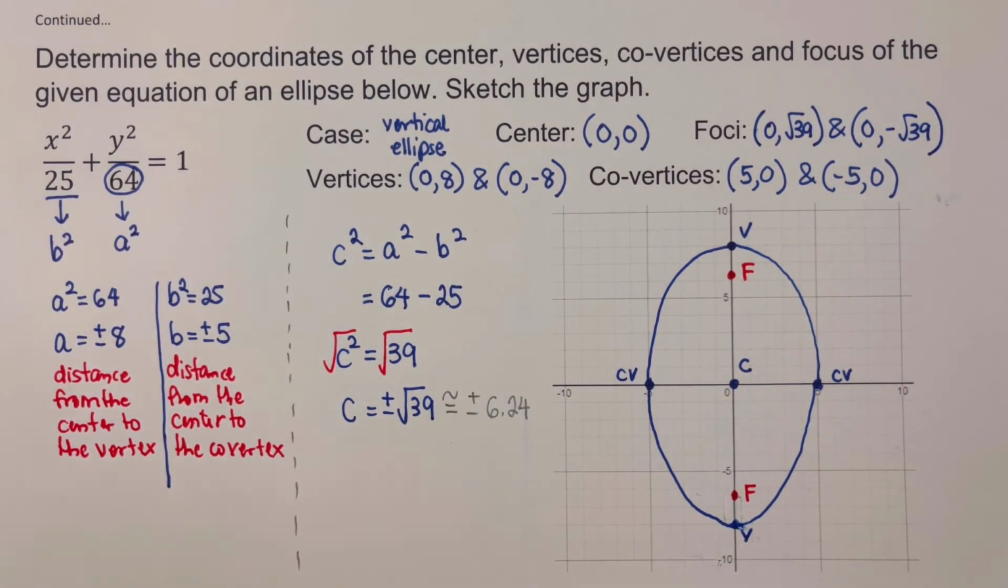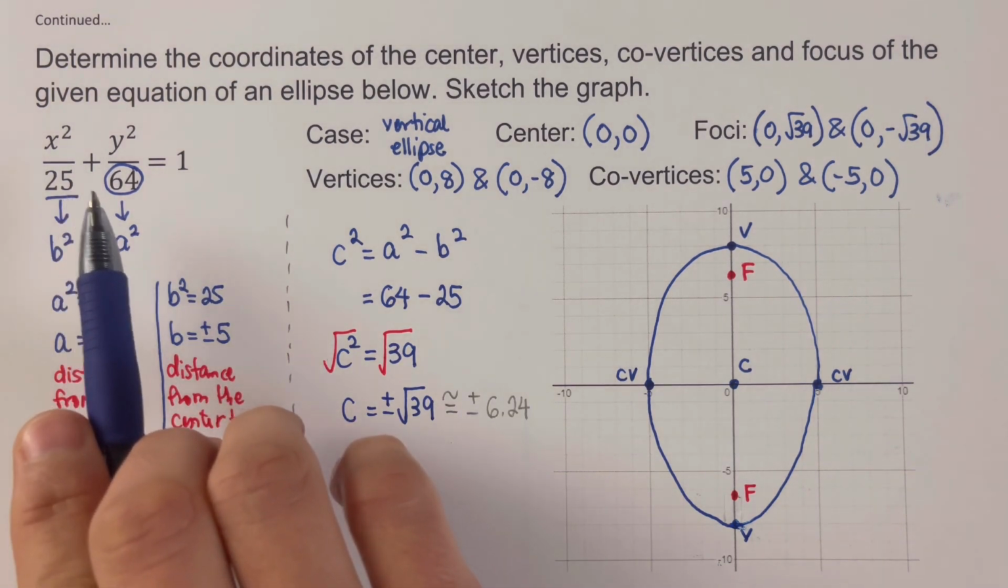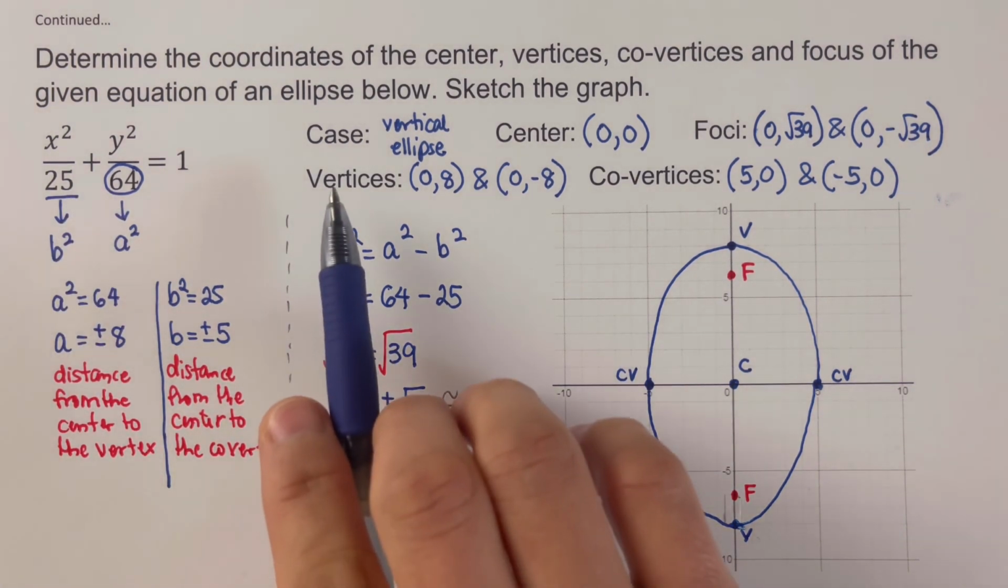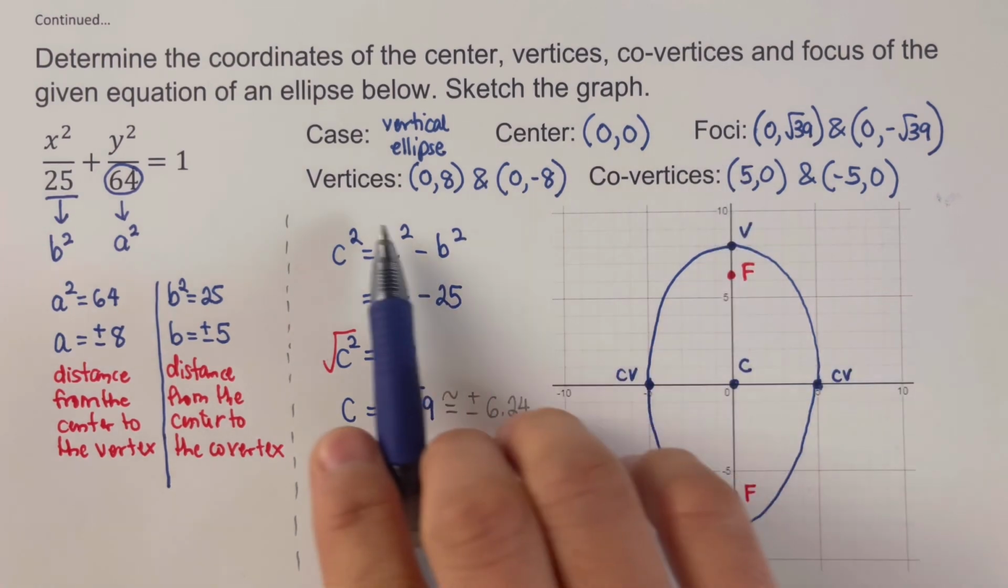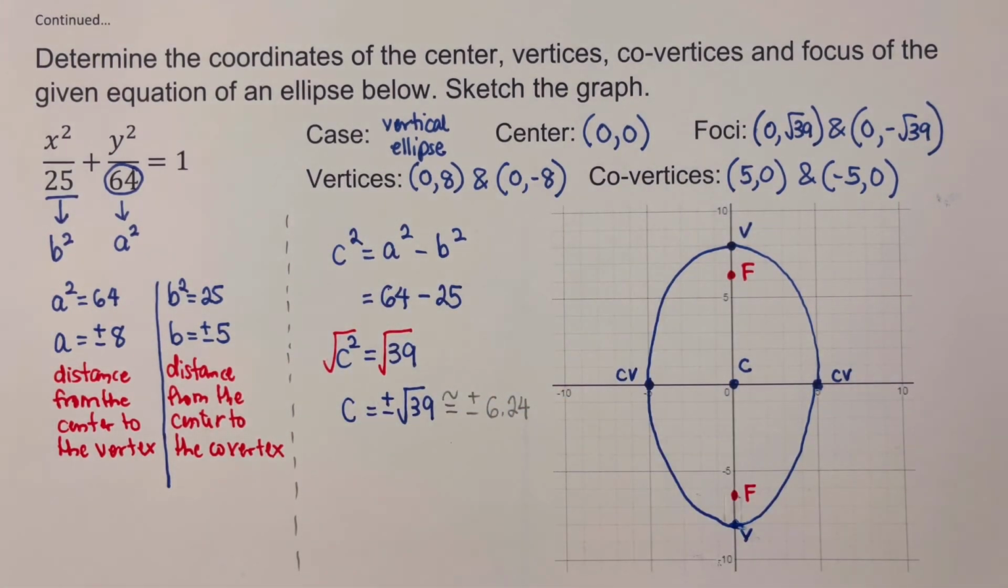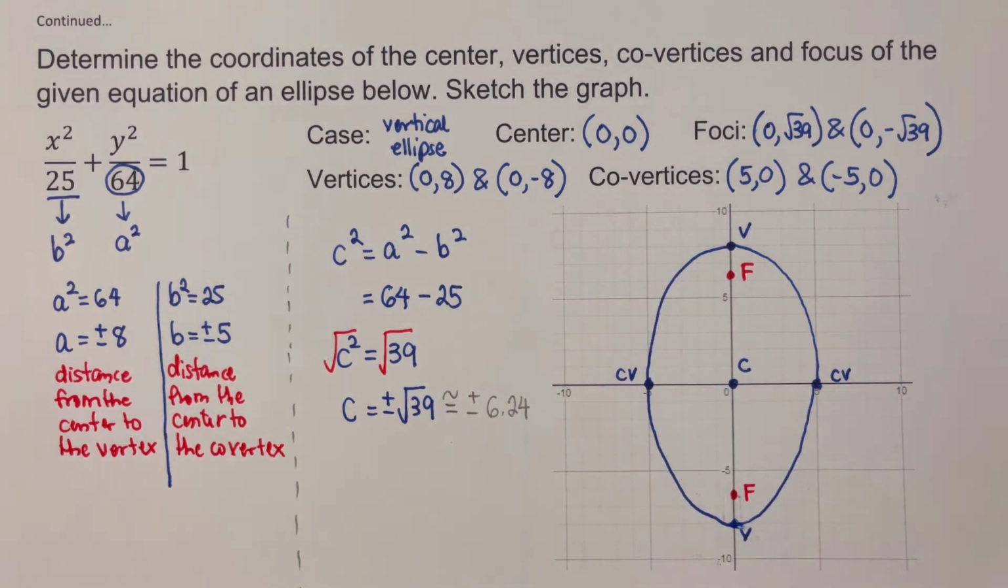So we have graphed the equation of this ellipse that we have right here, and we have determined the case, the center, the foci, the two vertices, and the two co-vertices of this equation that we have up here. Did you get the same answers as this?